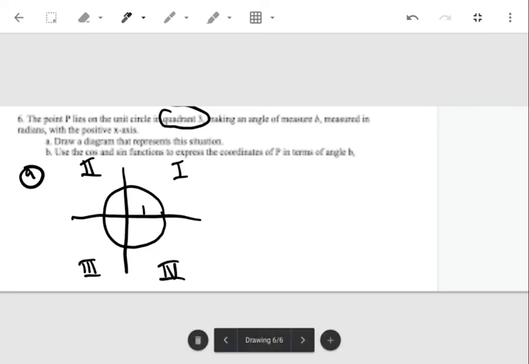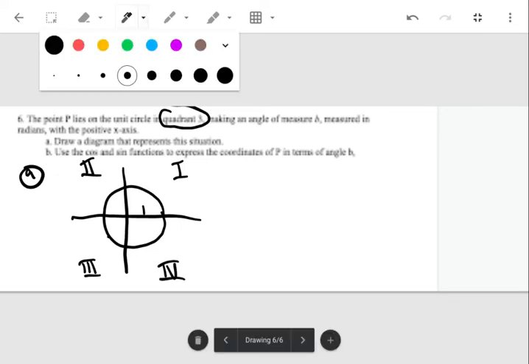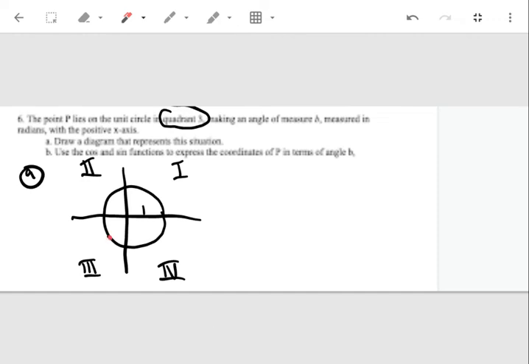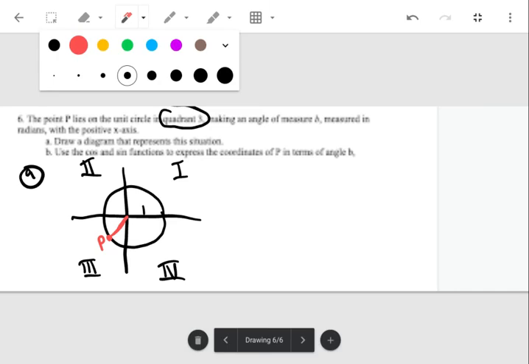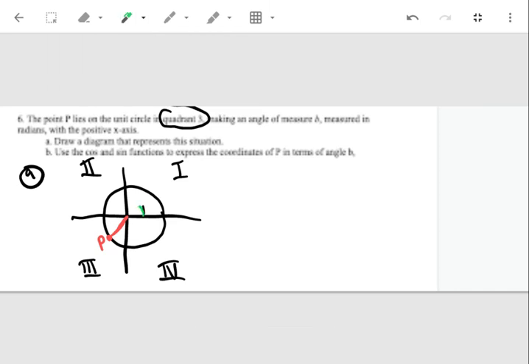So point P, let me use a different color, is going to be right here. So the point P lies on the unit circle in quadrant 3, making an angle of measure B. When they say that the angle is B, they're telling you that this angle right here has a measure of B with the positive x-axis. So there's your answer to A. A was just simply draw a diagram. I just did that.